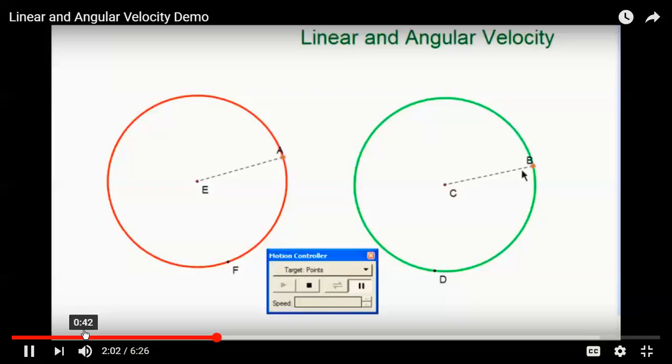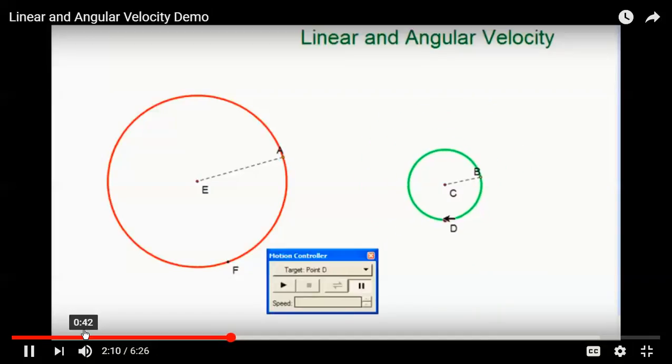Degrees, which measures angles per unit of time. Now what I'm going to do here is change the size of the green circle fairly drastically, and then we're going to animate these points again. Now again, the linear velocity is going to be the same for both. And the reason is she has set it that way here in this control. So she has set that point A and point B are each going to cover the same inches per second as they go around, okay?